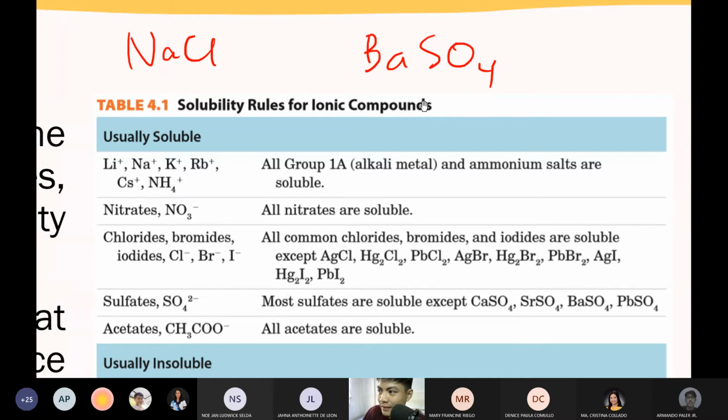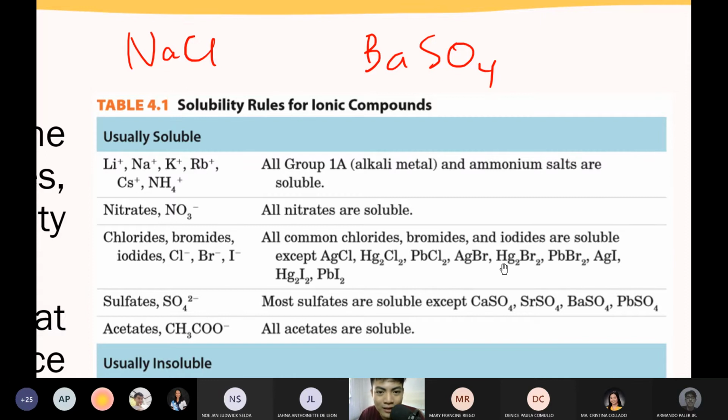Basahin ang sinabi. Ito, sulfates. Okay? So, sabi sa sulfate, basa. Most sulfates are soluble except calcium sulfate, strontium sulfate, barium sulfate, lead sulfate, lead 2 sulfate. Okay? Nakita nyo yan, in-emphasize ko. Barium sulfate, kasi yun yung meron tayo. Sabi niya, soluble siya unless ito yun. Okay? Ito yun, no? Diba? So, ibig sabihin, barium sulfate is indeed insoluble. So, ibig sabihin ito ay precipitate. So, siya yung precipitate. Okay?